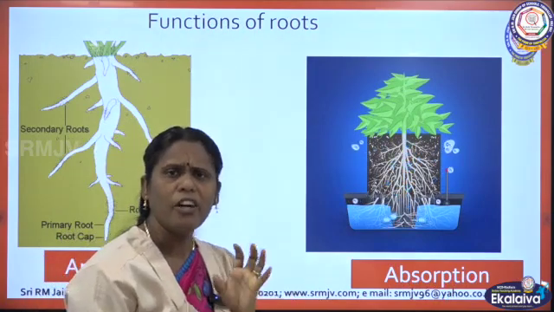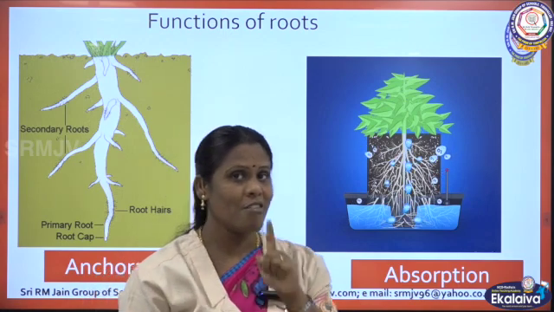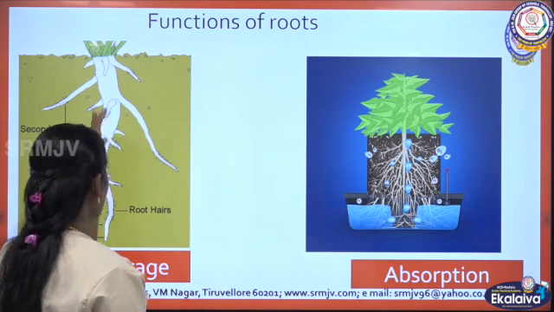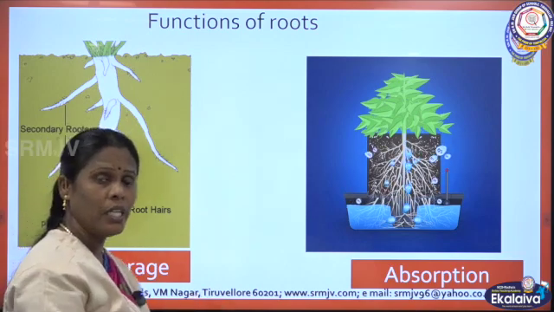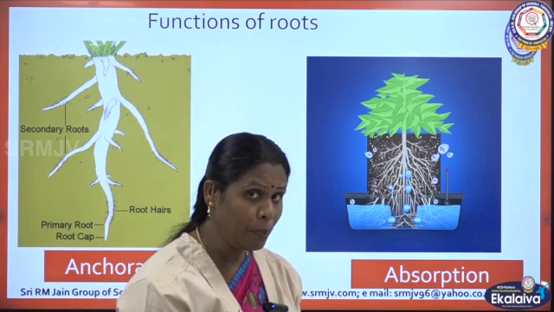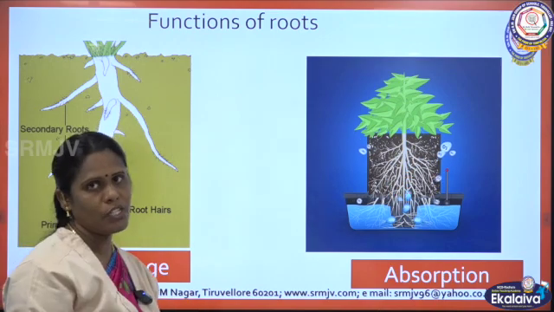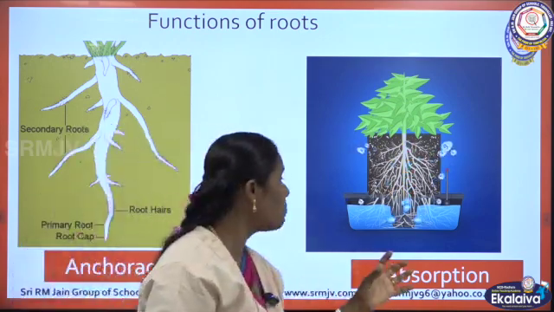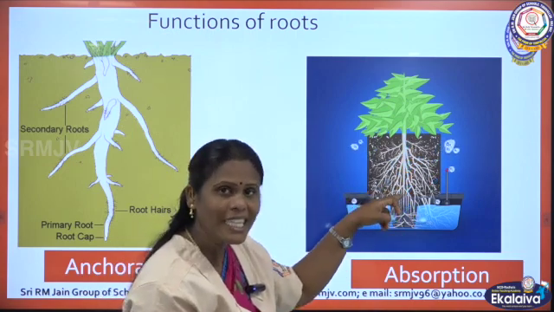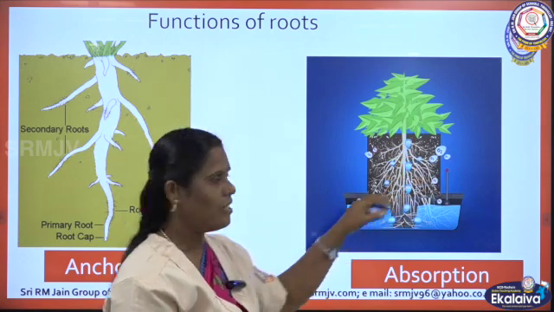Then, what is the function of root? There are four main functions of root. First function, anchorage. You see, the taproot enters into the soil deeply and is fixed firmly. Okay, it anchors into the soil. Second point, absorption. See, the root absorbs water, minerals, and oxygen from the soil.